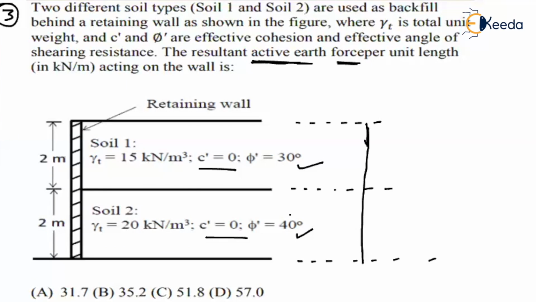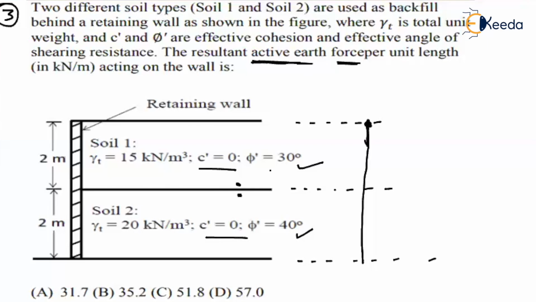Why? Because as there are two different soil layers, we have to consider a point just above the layer and a point just below the layer, isn't it? Now, what is the pressure acting here? What is the vertical stress here? So before that, in soil 1, what is the active earth pressure constant? In soil 2, what is the pressure constant? So that we have to find out first, isn't it?